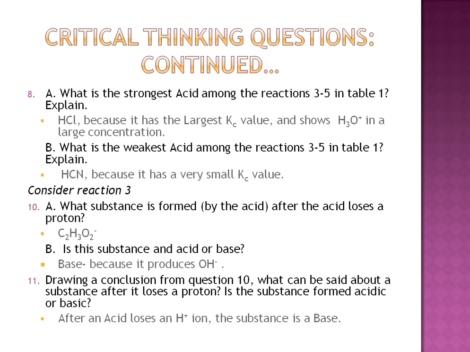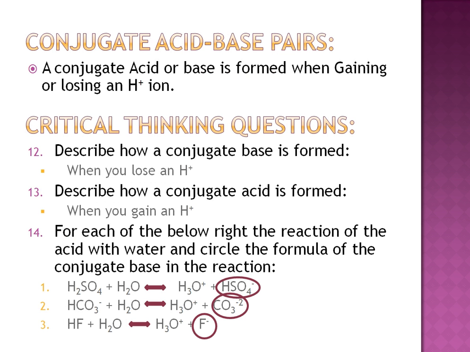Number 11. Drawing a conclusion from question 10, what can be said about the substance after it loses a proton? Is the substance formed acidic or basic? After an acid loses an H+ ion, the substance is a base. Conjugate acid-base pairs. A conjugate acid or base is formed when gaining or losing an H+ ion.